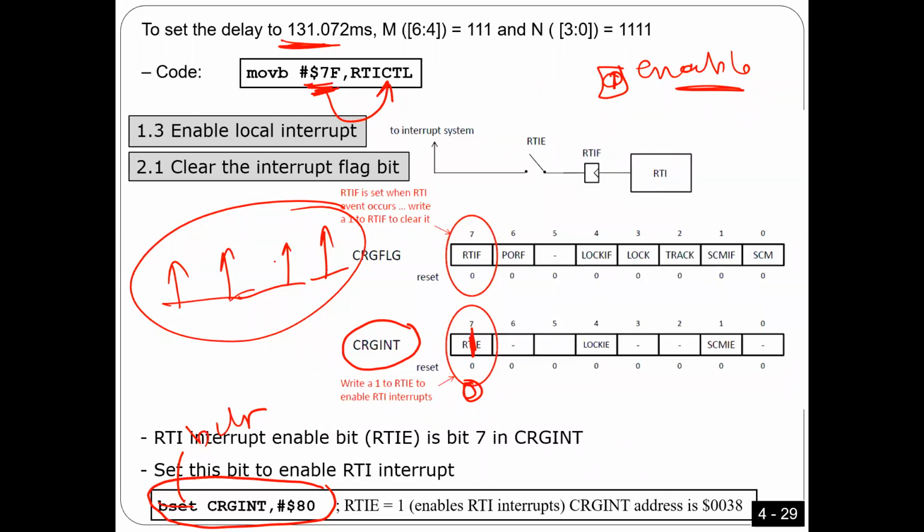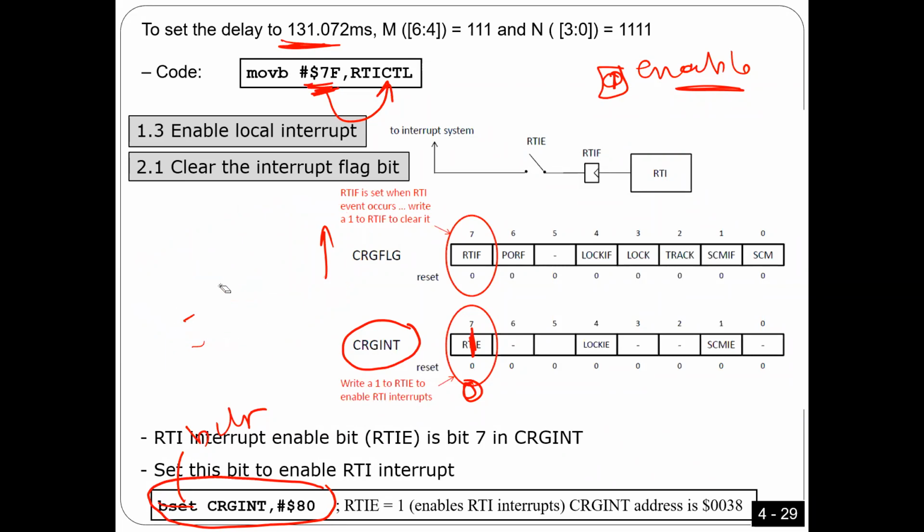But if you disable the RTI interrupt, you are not going to trigger interrupts. That means I'm not going to execute the subroutine of RTI, so there is no flashing. Is that okay, guys? So what I'm saying here is we have only one enable bit, this bit here. You can use this instruction to enable or disable.